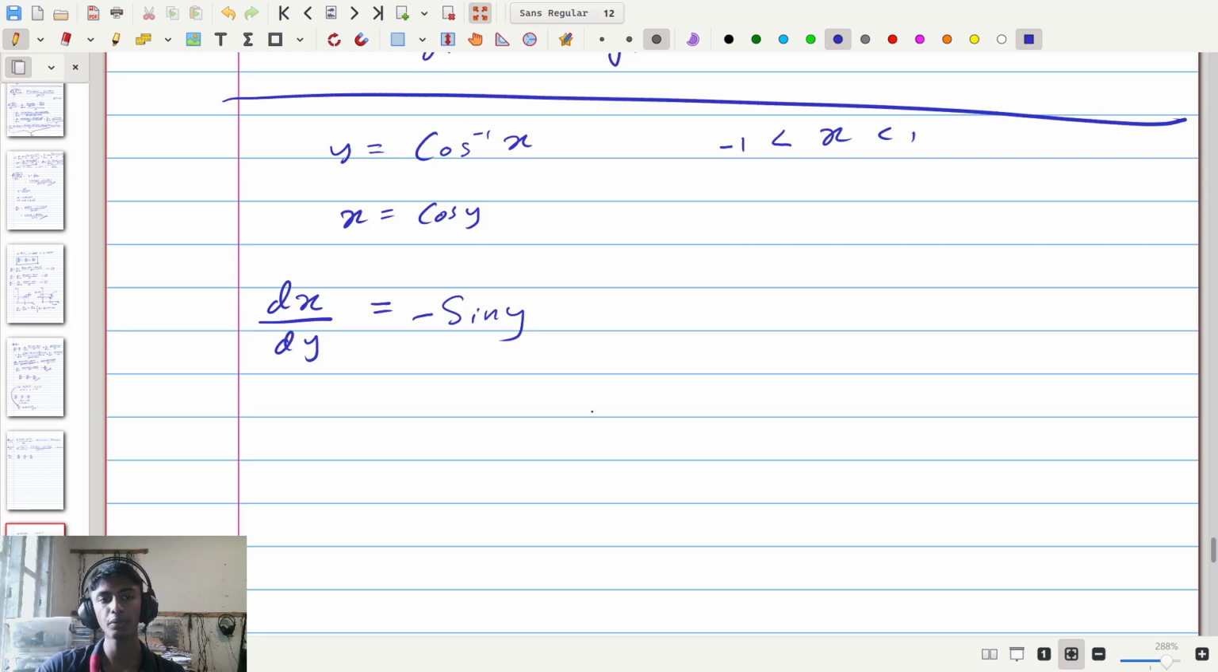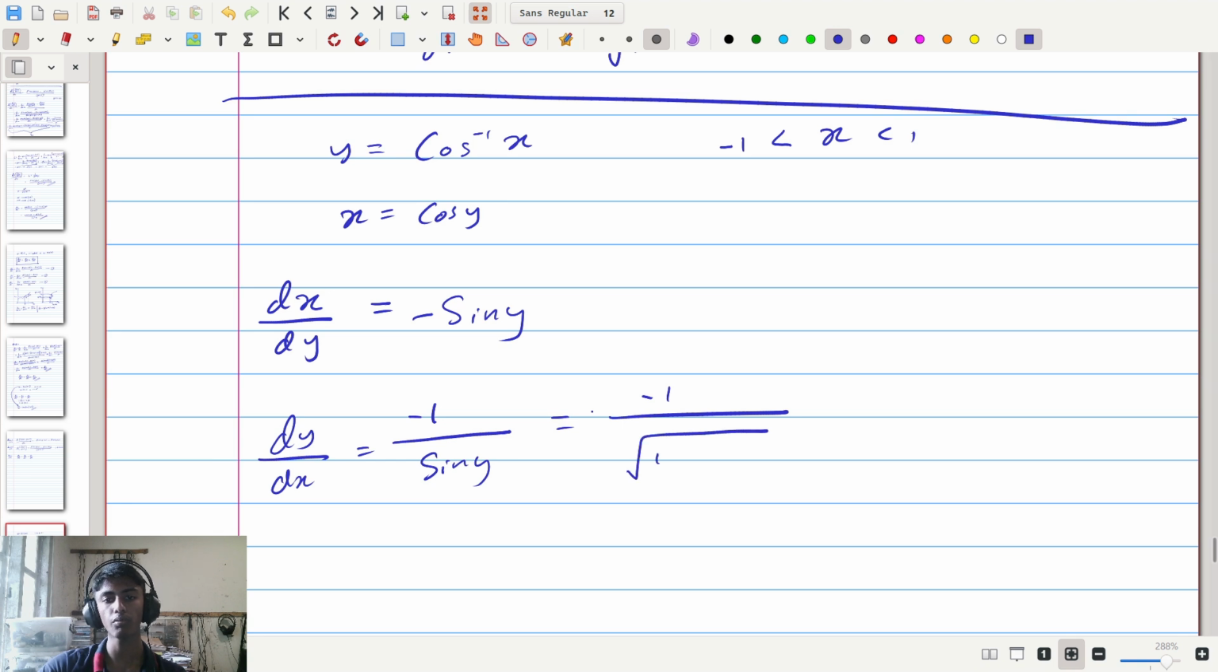Therefore, if we have dx by dy being negative sine of y, dy by dx must be 1 over that, as in 1 over negative sine y, which I'm going to take the negative up and say negative 1 over sine y. Once again, using the identity that sine squared of anything plus cosine squared of that same thing is equal to 1, we can say this here, this is equal to -1 divided by the square root of 1 minus the cosine squared of y.